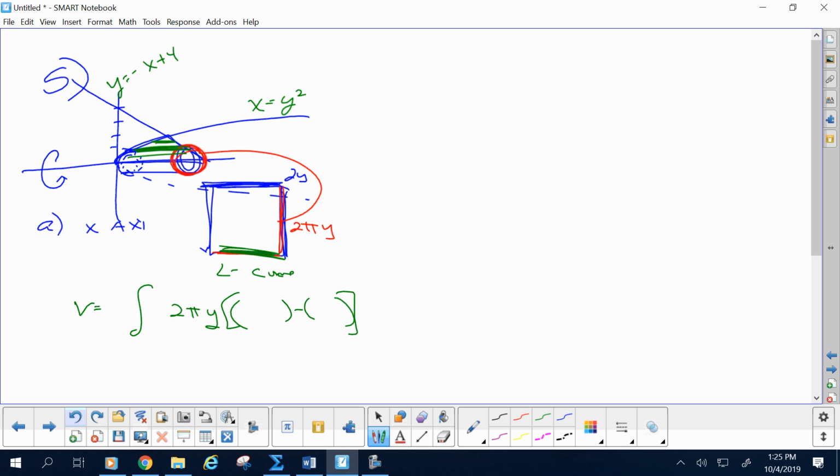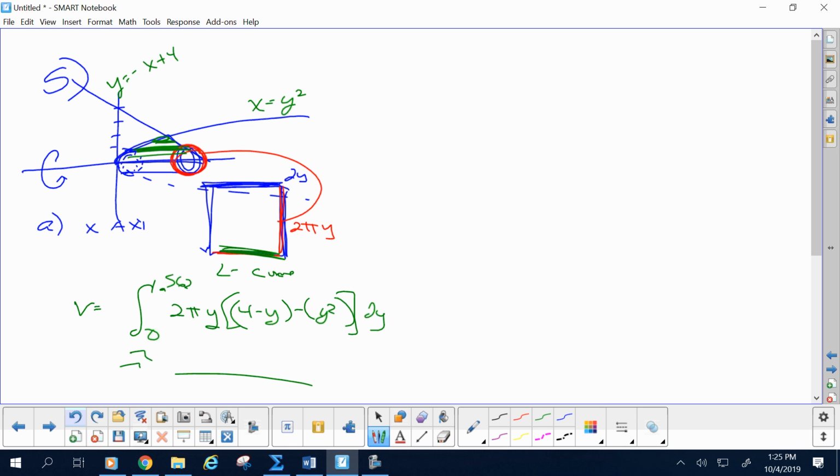The line is 4 minus y, and the curve is y squared. And the limits, I think, were something like 0 to 1 point. They weren't something clean. 1 point something? What was it? 1.562 or something. Okay, that should get you going on A.